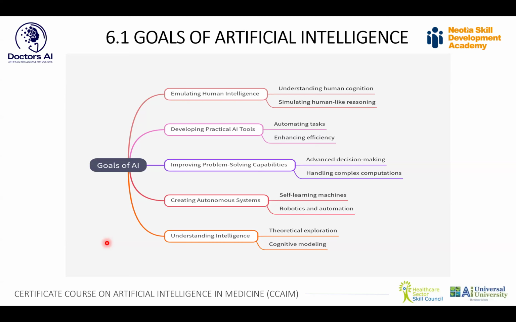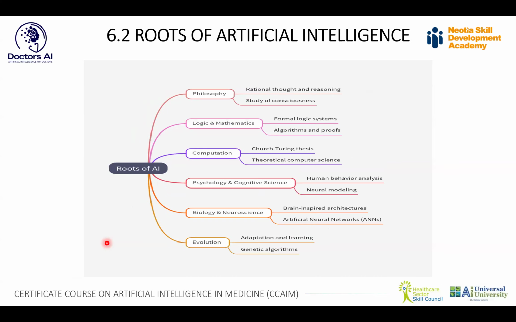It should be able to create autonomous systems. Eventually, a goal of any AI system is to be autonomous and self-learning. That's more important. That's where robotics and automation will come. Therefore, we as doctors need not fear that one day an AI tool may become more intelligent than me, because by the nature of its development, it is bound to happen someday. Most importantly, it should have an understanding of intelligence. So these are the goals of an artificial intelligence ecosystem overall.